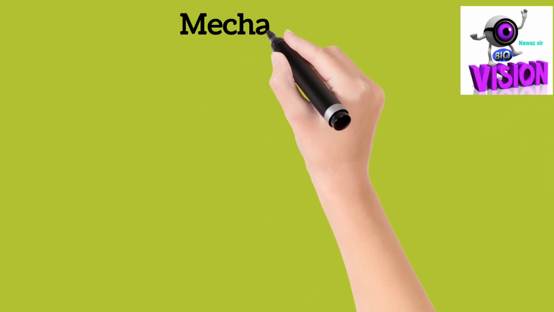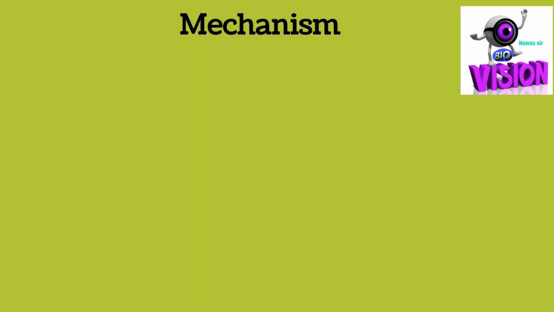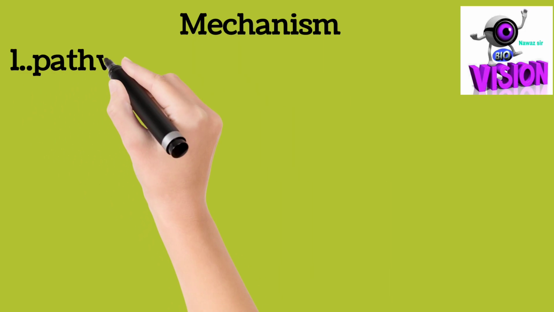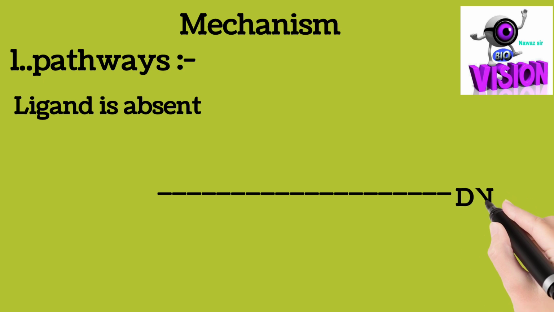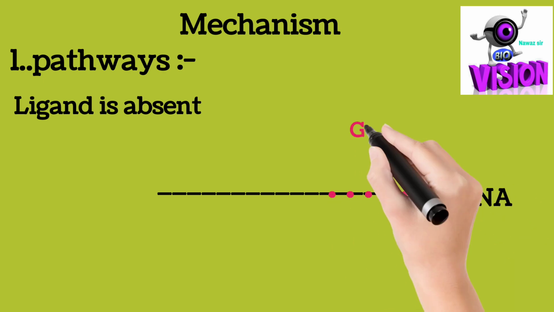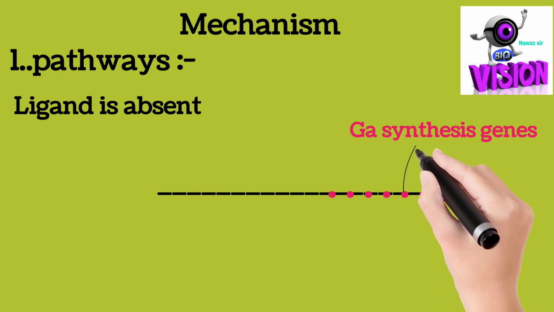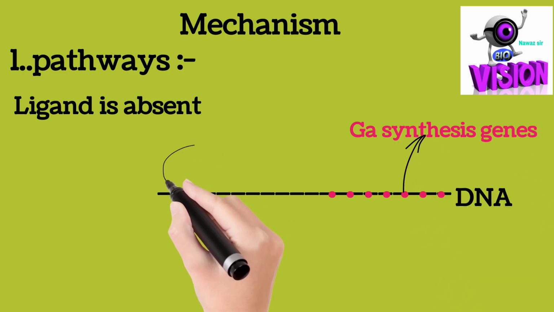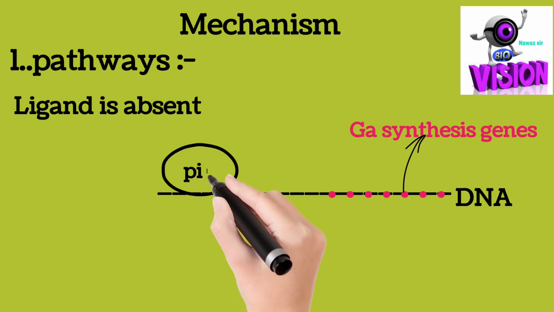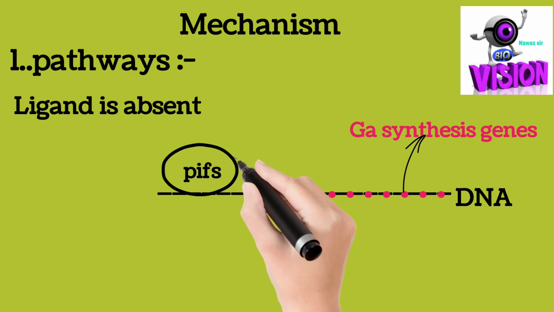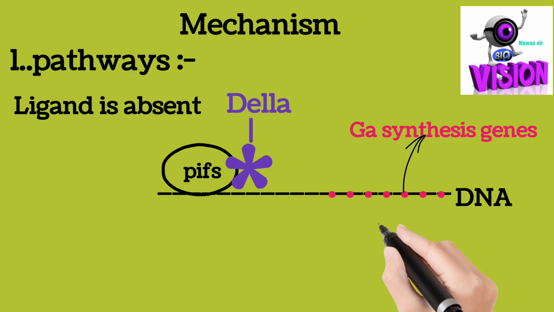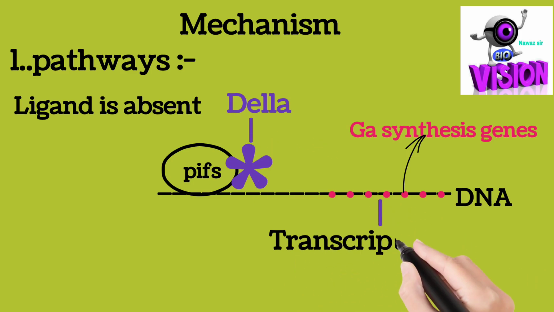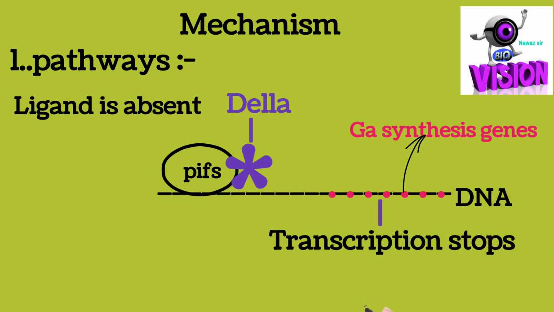Now coming to the mechanism, what happens actually? The mechanism involves two important pathways. In pathway number one, when the ligand is totally absent, as shown in the figure, suppose this is DNA and it has gibberellin synthesizing genes. These genes get expressed only in the presence of the transcription factor known as PIFs. But in case number one, the DELLA protein fuses with the transcription factor and stops the whole expression of gibberellin synthesizing proteins, meaning transcription stops and the whole operon stays off.